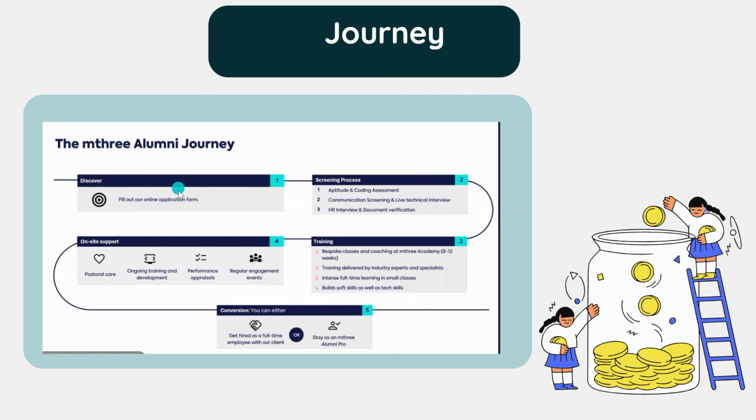The journey with MThree is, first you have to fill out the application form, and then there will be an aptitude and coding test, then communication screening or live technical interview, and then HR interview and document verification. In this video we are going to see the direct questions asked in the aptitude and coding test, okay? In later videos I will tell about the communication and HR interviews, right? If you qualify the exam, then you go for training, and then on-site support will be available, and you can handle things from there, okay?